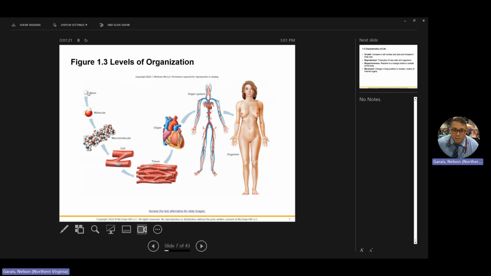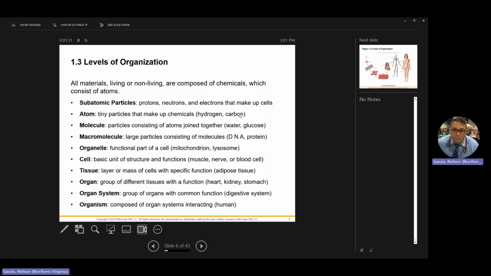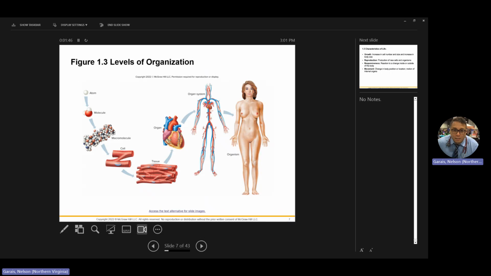Subatomic particles are smaller than the atom. That's your neutron, proton, and electron. Then, of course, example of atom is hydrogen and carbon. Example of molecules is water and glucose. Glucose is C6H12O6. Water is H2O. Macromolecules, I want you to think DNA, proteins, carbohydrates, all the ones in our first lecture that we talked about. Of course, cells, those are the specific cells, and we're going to expand upon that.